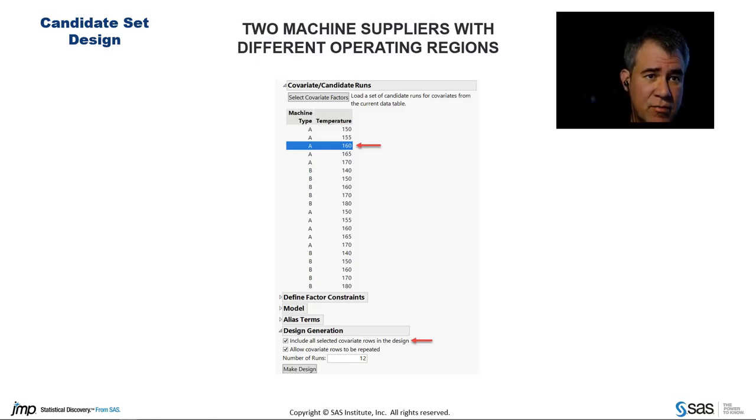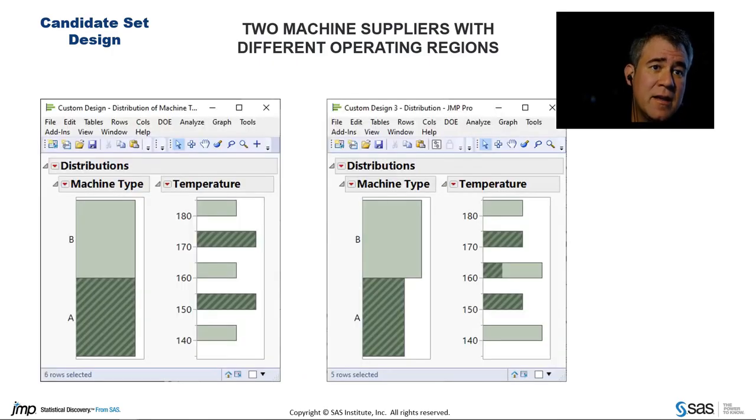Just select the row you want forced into the design in the covariate table, check Include All Selected Covariate Rows into the Design option, and then if you go through all of that, you will see that now both levels of machine have at least 3 levels of temperature in the design. So the first design we created is on the left, and the new design forcing there to be 3 levels of machine type A temperature settings is over here to the right.